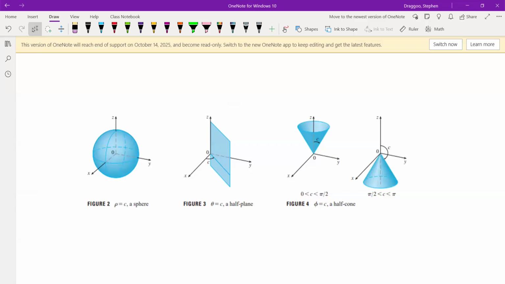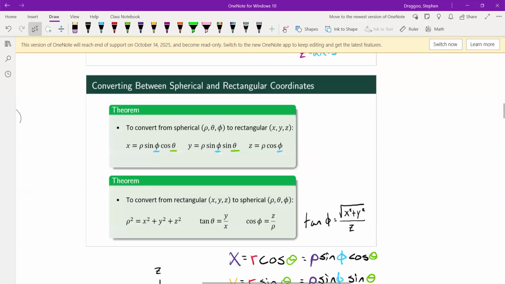And on to the one that we just looked at, which was a cone. We get that equation if we just set phi equal to some number. Phi equals just some angle.